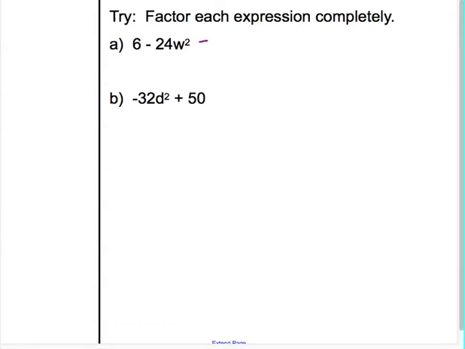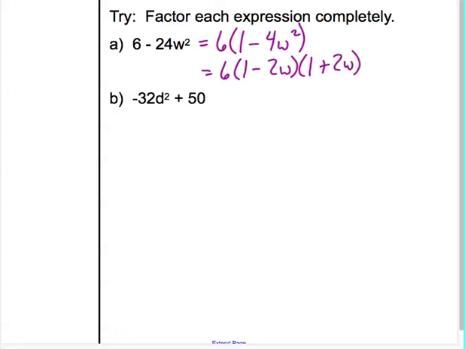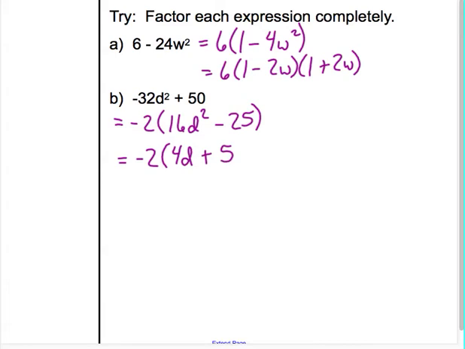First example, we have a GCF of 6, leaving us with 1 minus 4w squared. So we factor that to 6 times 1 minus 2w, 1 plus 2w. Second example, we have a common factor of negative 2, leaving me with 16d squared minus 25, which gives me negative 2 times 4d plus 5, 4d minus 5.